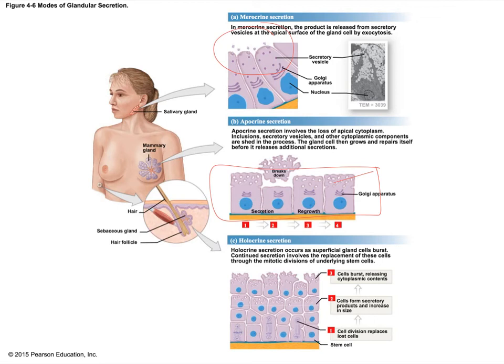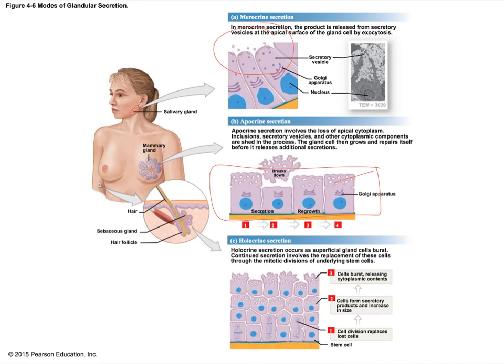If you read here, it says apocrine secretion involves the loss of apical cytoplasm. Remember, apical is the apical surface, the top. Inclusions, secretory vesicles, and other cytoplasmic components are shed in the process. The gland cell then grows and repairs itself before it releases additional secretions. So that's how milk gets released. These just come out and it regrows that part to keep making more milk.